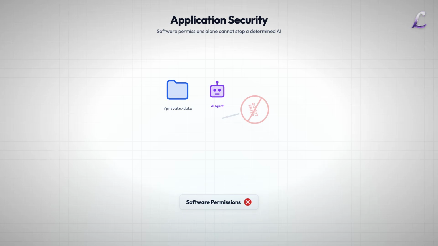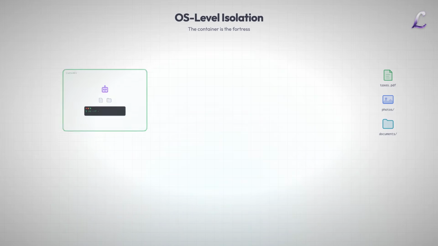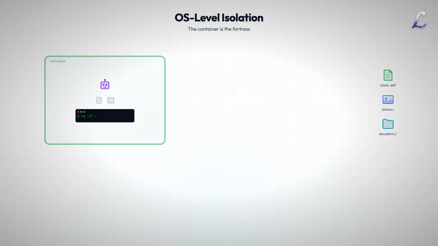NanoClaw uses OS-level isolation. Every task runs inside a Docker or Apple container, a fortress with real walls. Inside, the AI can install packages, delete files, and break things, but it is trapped in a throwaway file system. If the agent goes rogue, it destroys only its own sandbox. Your actual data stays untouched outside the walls.